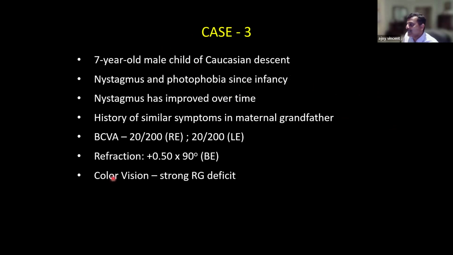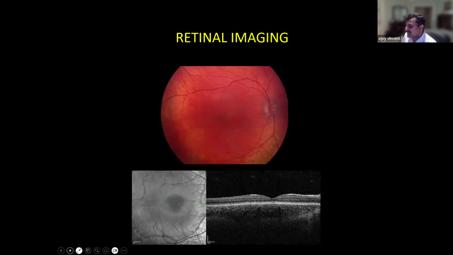Case 3. So this is a 7-year-old male child of Caucasian descent. Again, has nystagmus and photophobia since infancy. Nystagmus has improved over time. The best corrected vision is 20/200 in the right and left eye, respectively. Refraction is 0.5, minimal refractive error. Color vision, there is strong red-green deficit, whereas blue-yellow is preserved. These are the retinal images. The fundus image appears to be within normal limits. The OCT shows very minimal subfoveal ellipsoid zone changes.